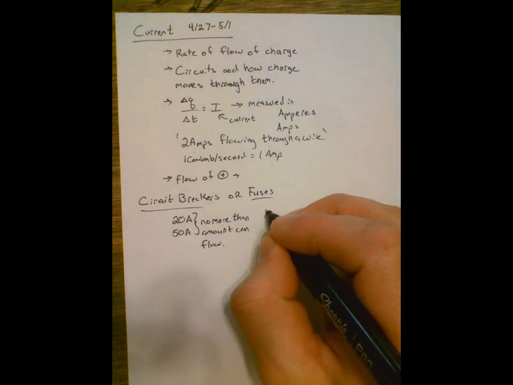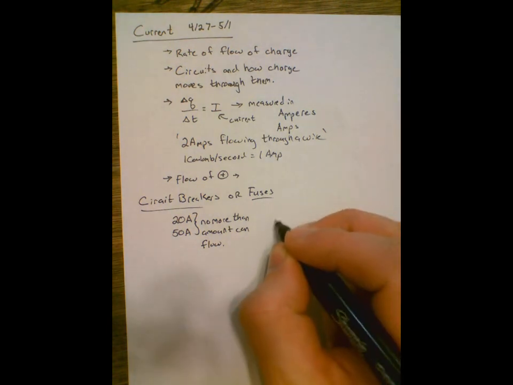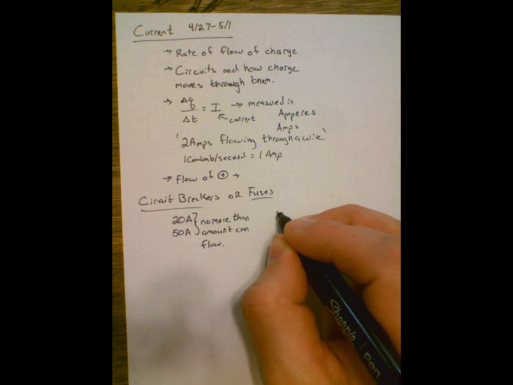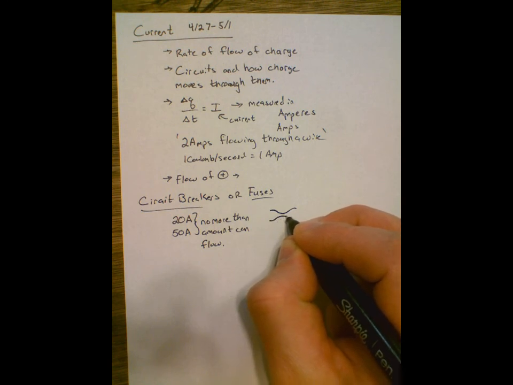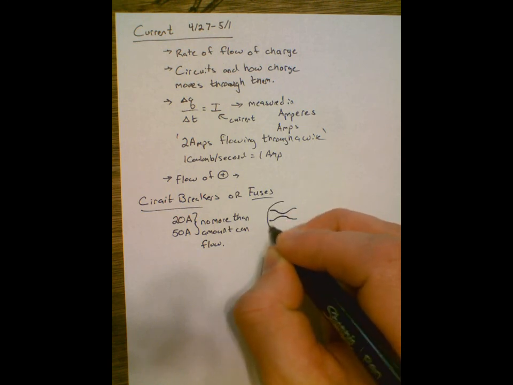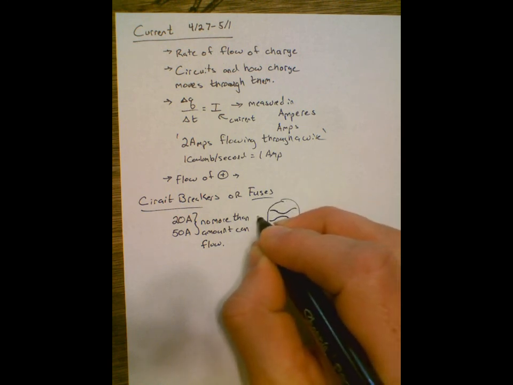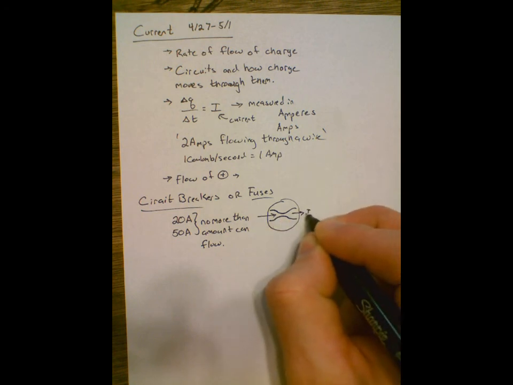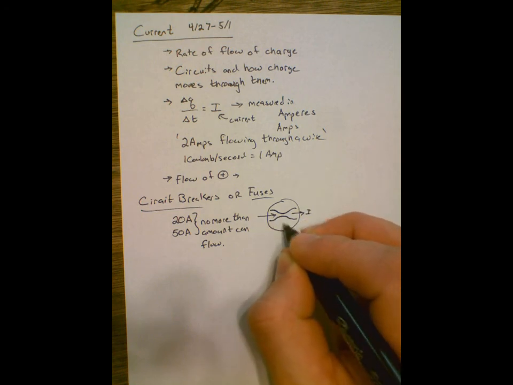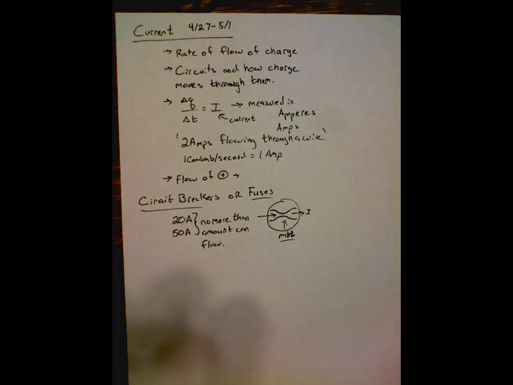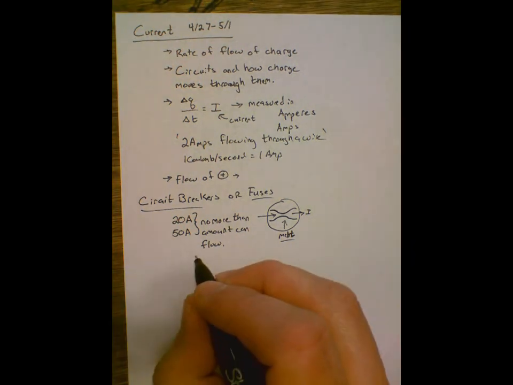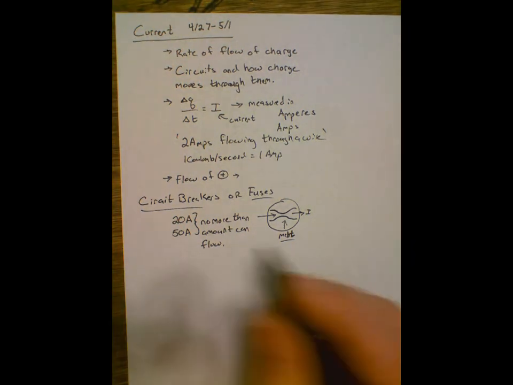Fuses are very similar ideas, but instead of being resettable, you have to replace them. What a fuse does, it kind of looks like this. You're going to have this thing you screw into the wall, and current flows through it like that. If too much flows, this little section right here can melt, and that breaks the circuit. All right, circuit breakers, they're just switches, you can flip them back.